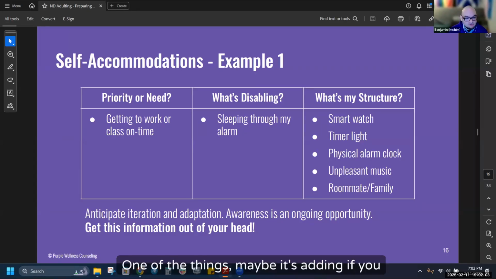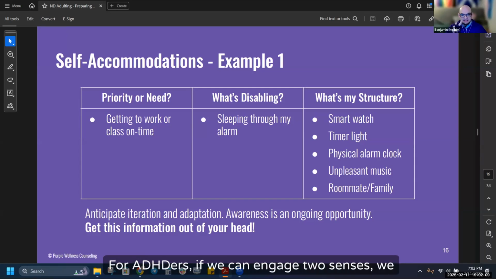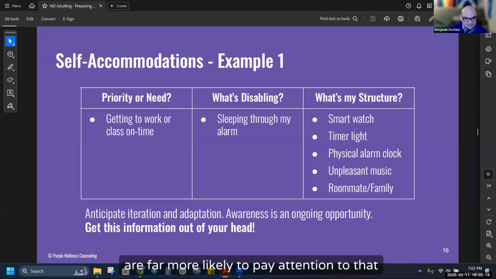One of the things, maybe it's adding, if you have access to a smartwatch, maybe you can set an alarm on that so you get vibration and the sound. For ADHDers, if we can engage two senses, we are far more likely to pay attention to that information. Our brain has trouble selecting sometimes. And so if we can give two senses that we're engaging, that's much more likely for us to engage with.